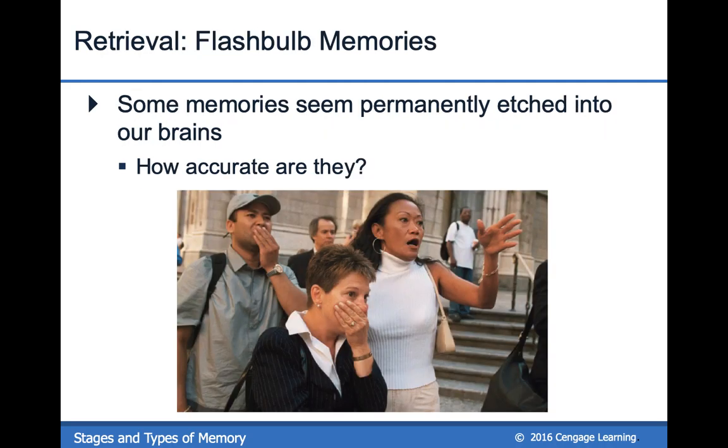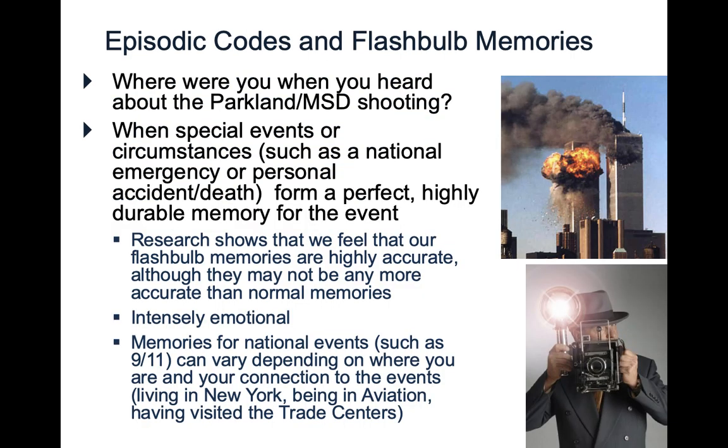Retrieval can also be stored in what we call a flashbulb memory. So some memories seem to be permanently etched into our brains, but scientists are always trying to ask how accurate they are. So, where were you when you heard about the Parkland Marjory Stoneman Douglas shooting? Perhaps you were in school, maybe someone in your family told you, maybe a friend told you, maybe you saw it on social media. For people in my generation, 9/11 was our big event.